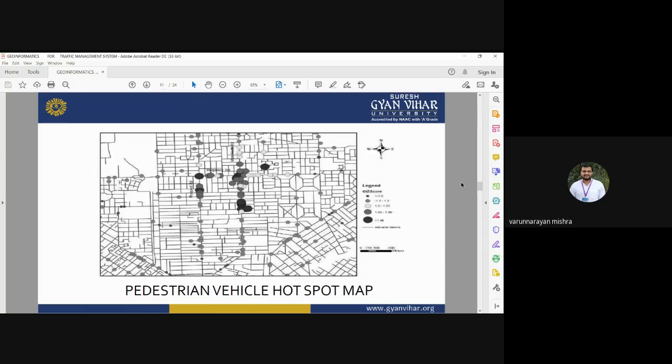Then go to the next slide, the pedestrian vehicle hotspot map. Okay, on the basis of the severity index, you can create a hotspot map. You can create a hotspot zone that has a higher number of pedestrian vehicle crashes. So these are the hotspot zones. These black dotted circles show the location of the hotspot zones of pedestrian vehicle crashes. Meaning this area has had a higher probability in the past of accidents.